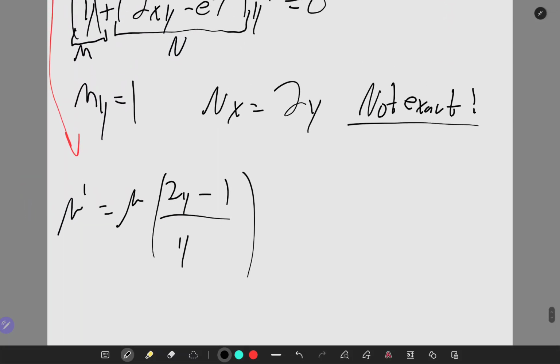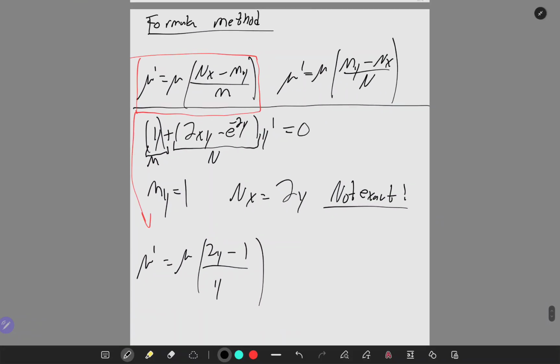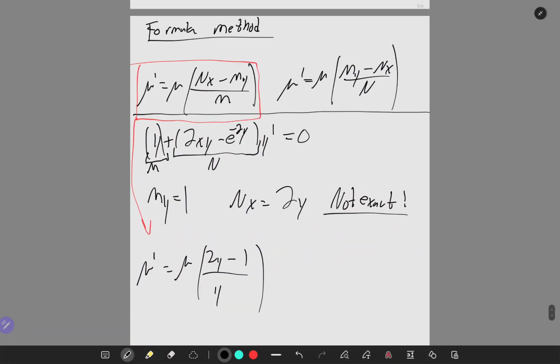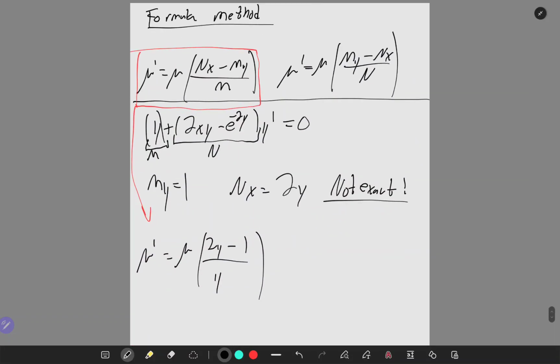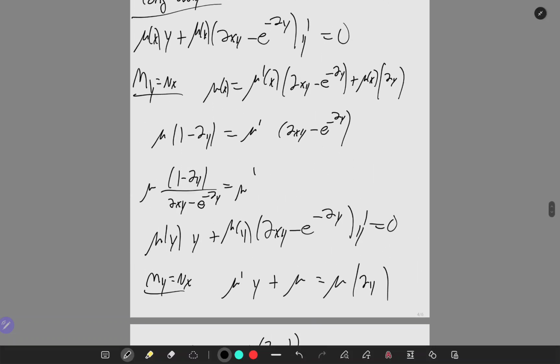So doing it the formula way, I actually recommend doing it the formula way. It does save a lot of time, but it's good to understand where the formula comes from. And I showed that in the last video, and you can kind of see how it worked out in this example up here as well.